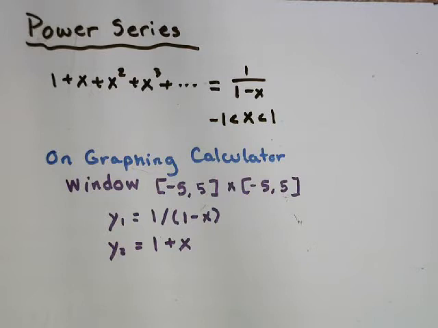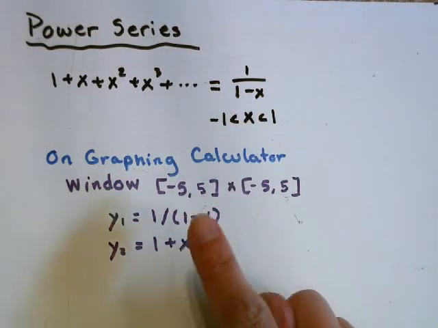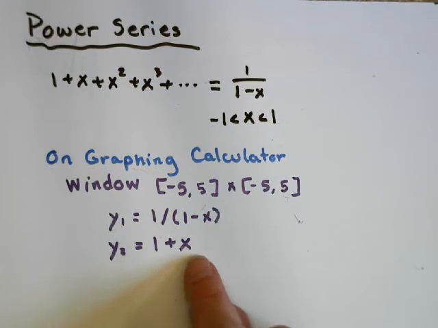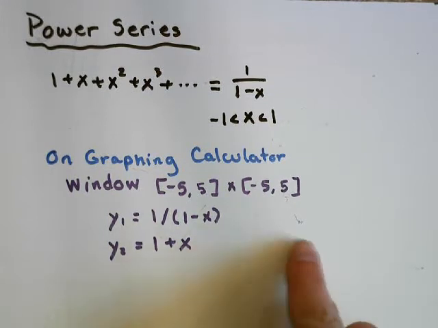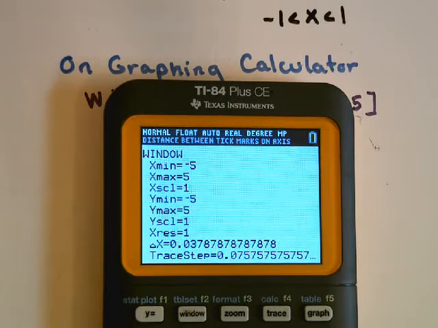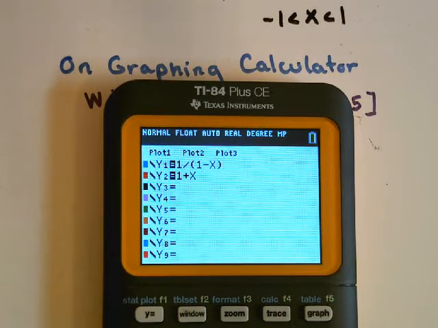On the calculator, we're going to have a window from -5 to 5 in both the x and the y. In y1, we're going to have the sum of the series, so 1 over 1 minus x. In y2, we're going to add terms, and we're going to keep adding on terms here to see what is happening. So here's our calculator. My window's set from -5 to 5 in the x and the y. In my y equals, we've got the 1 over 1 minus x and the first two terms of the series.